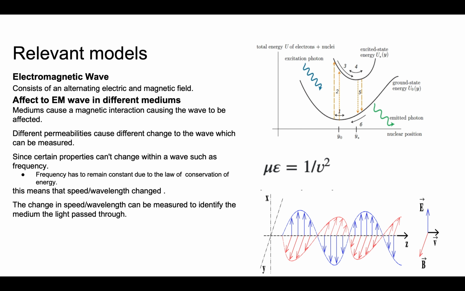So for relevant models, we need to know what an electromagnetic wave is. An electromagnetic wave consists of an alternating electric and magnetic field, which you can see to the right. These waves can be affected by mediums, and mediums cause a magnetic interaction causing the wave to be affected. Different permeabilities cause different change to the wave, which can be measured. Since certain properties can't change within a wave, such as frequency, frequency has to remain constant due to the law of conservation of energy. So this means that the speed and wavelength change. The change in the speed and wavelength can be measured to identify the medium that the light passed through.